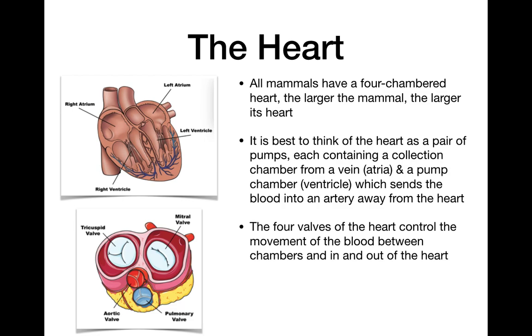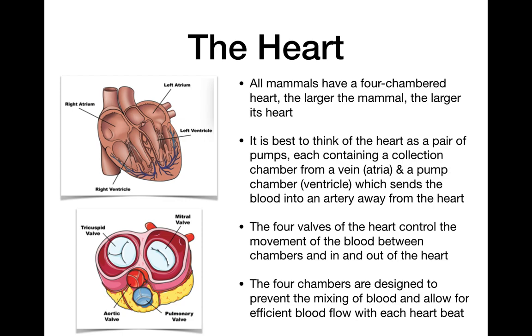Here's a bottom view of the heart and the four valves. We have the tricuspid valve and the mitral valve. Those go between atria and ventricles. And then we have the aortic valve and the pulmonary valve. Those go from the ventricles out to the lungs in this case and out to the whole body in this case.